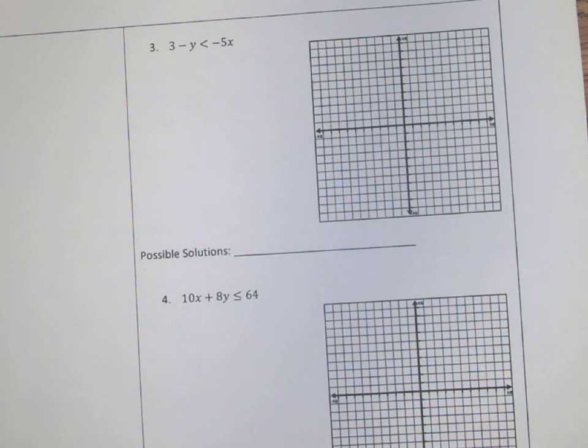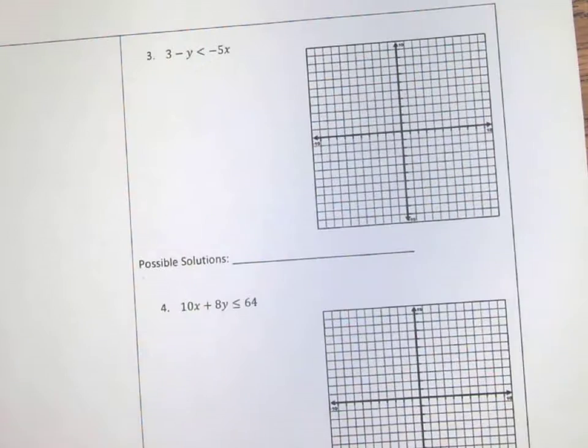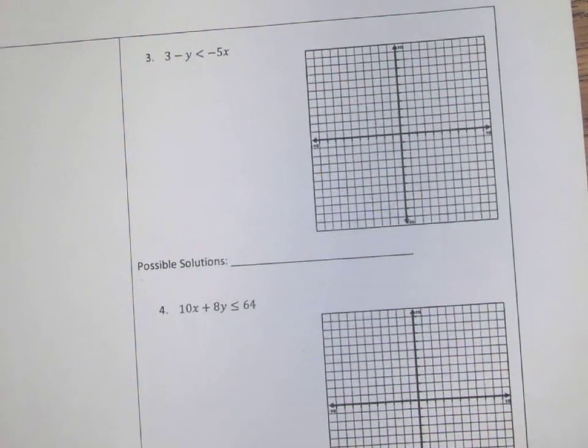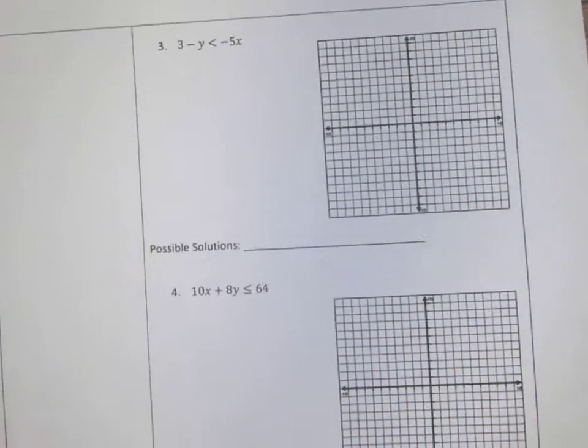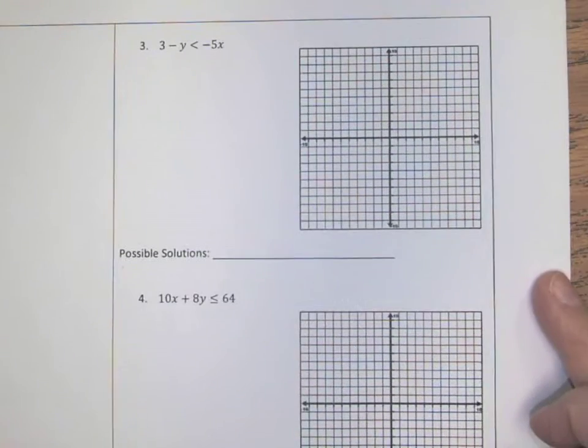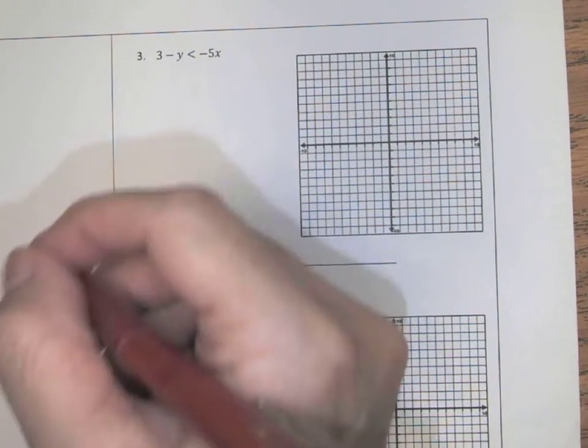I just have a couple more examples of graphing linear inequalities. When you see this first one, the first thing you have to do is solve for y. To graph in slope-intercept form, using the slope and the y-intercept, we need to put it in that form first, which is y by itself.